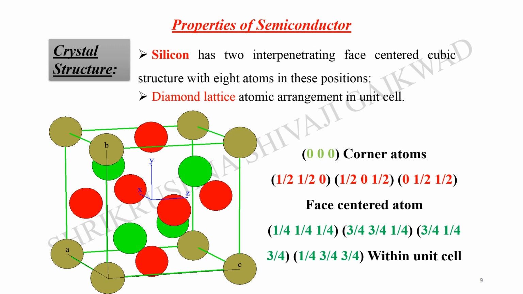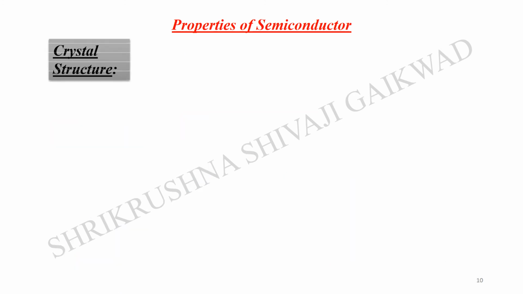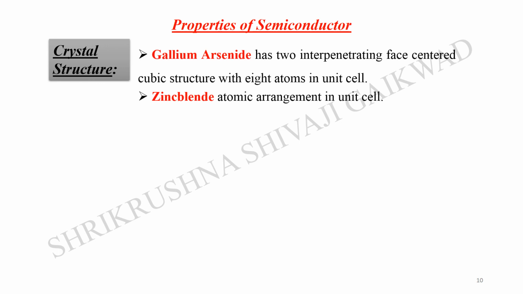Now the position of this atom is at 1/4 1/4 1/4, and similarly other atom positions can be seen in the case of this diamond lattice. Okay, next, we'll try to understand the zinc blende lattice, or the atomic arrangement in the zinc blende unit cell.